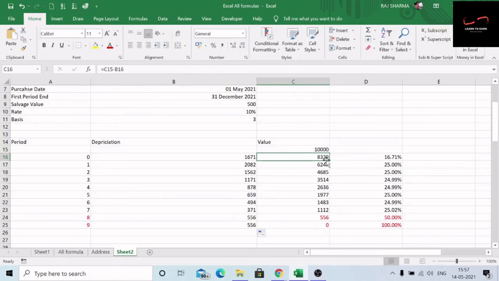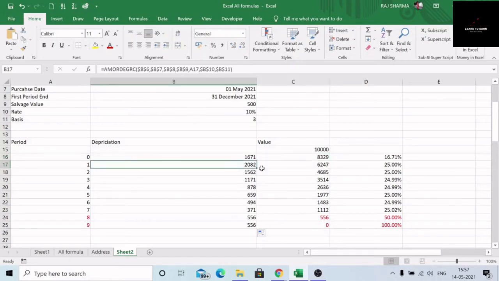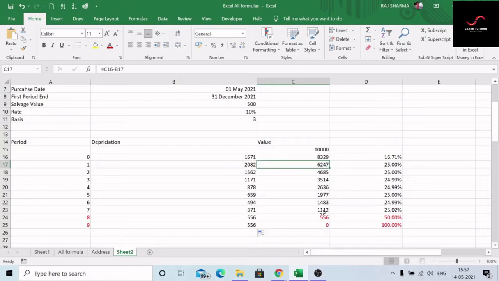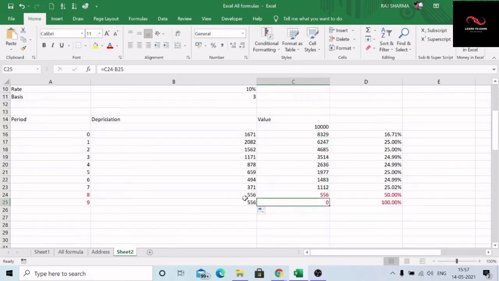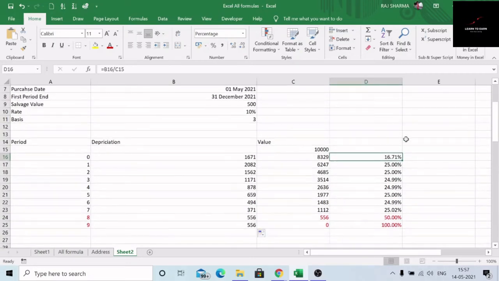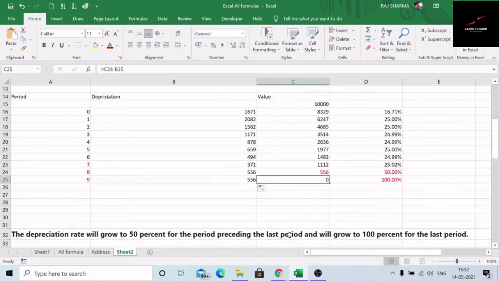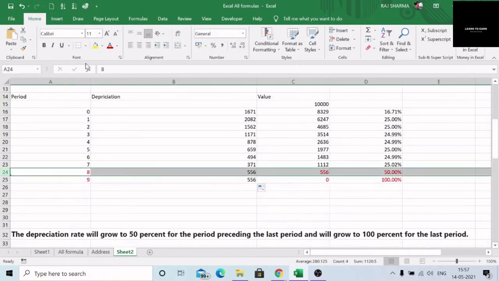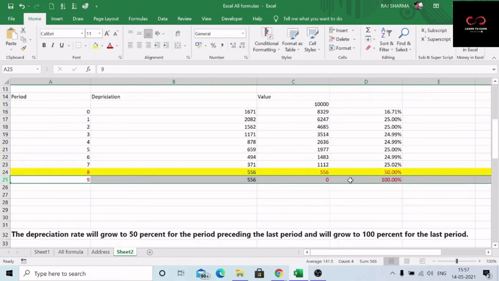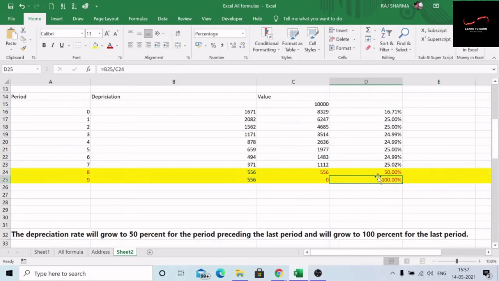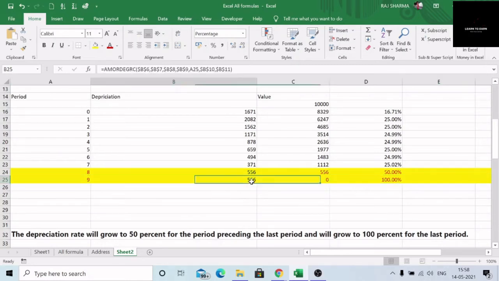So for the first year the closing value is 8329, second year the depreciation charge is 2082, and the closing value is 6249. Similarly you can see that in the 9th year end the value becomes 0. Now here you can see the first year the broken period is there, so pro rata basis depreciation is charged at 16.71%. For subsequent years the depreciation is a uniform 25% rate, but for the year preceding the last year the depreciation rate is going to be 50% in this formula, and for the last year whatever the residual value is, that we will charge as depreciation. So we have to charge the entire 556 in the 9th year.